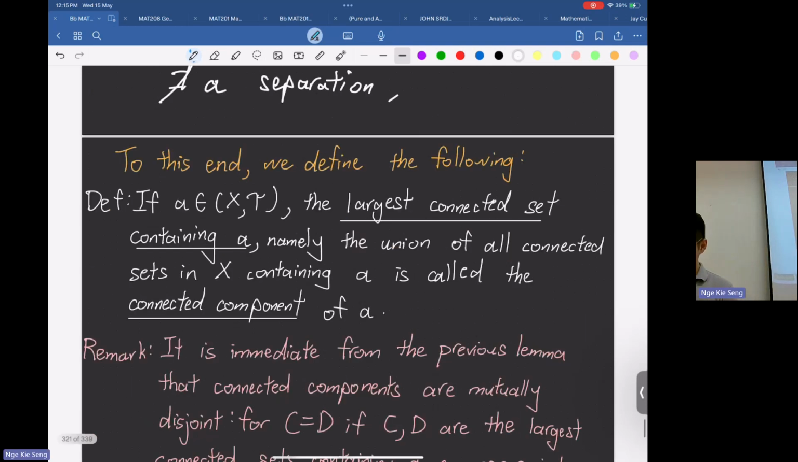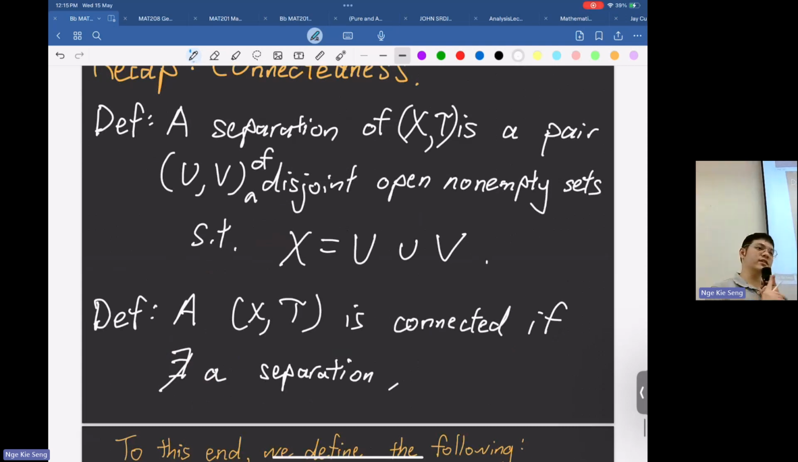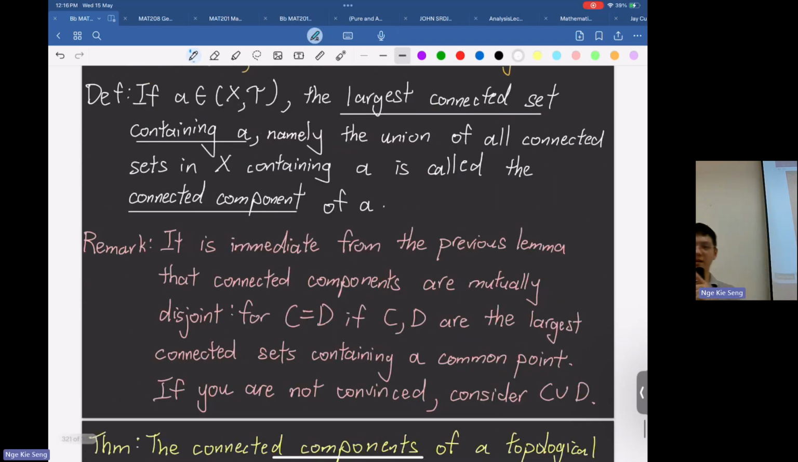The last property we went through: if you have two sets which are connected separately, but they have a point in common, what happens once I take the union? Remember the proof? If you have two connected subspaces with a point in common, then the union of the spaces is connected. And from here, we define something called the connected component.